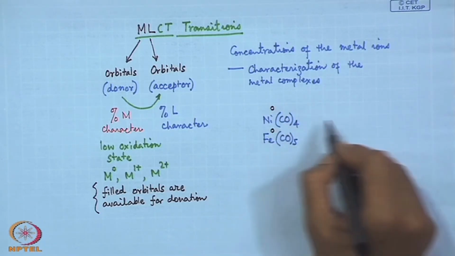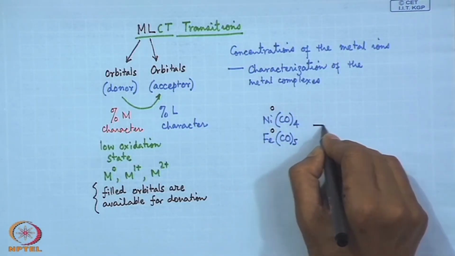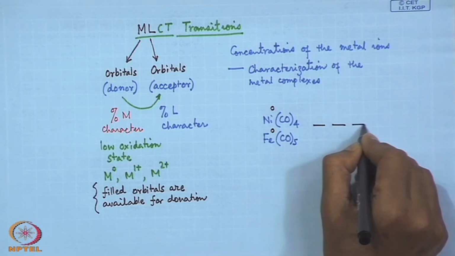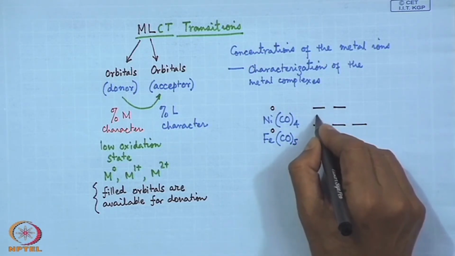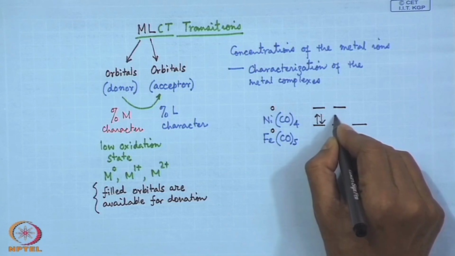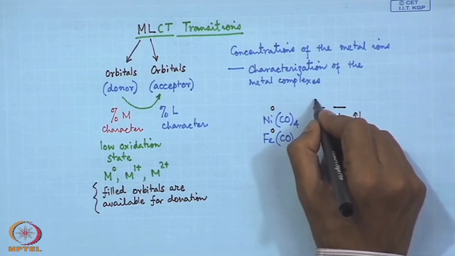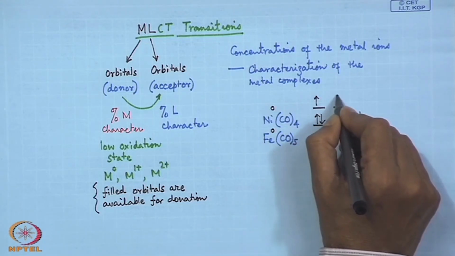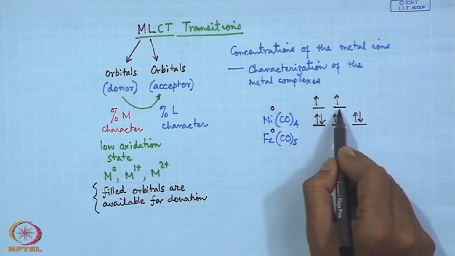If these orbitals are available, in the case of nickel the electron configuration is t2g6 eg2. The required number of electrons we can have: two unpaired electron densities in the dz square and dx square minus y square orbitals.